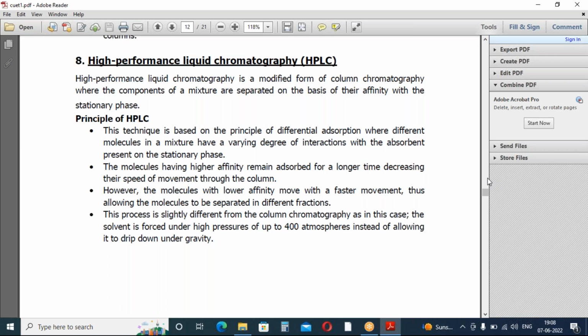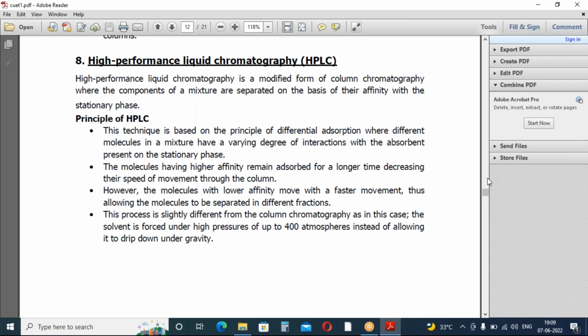This is mainly based on the principle of adsorption of the components present in the mixture onto the stationary phase. The higher affinity particles are adsorbed for a longer time, which decreases the speed of movement, whereas the lower affinity particles cause a faster movement, and that allows the molecules to separate quickly.